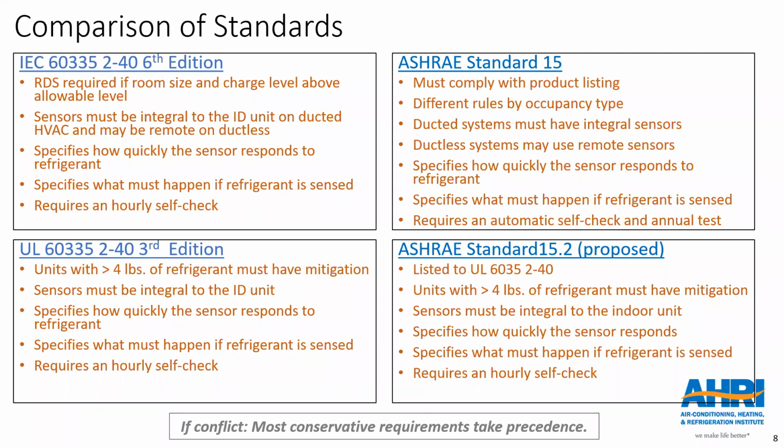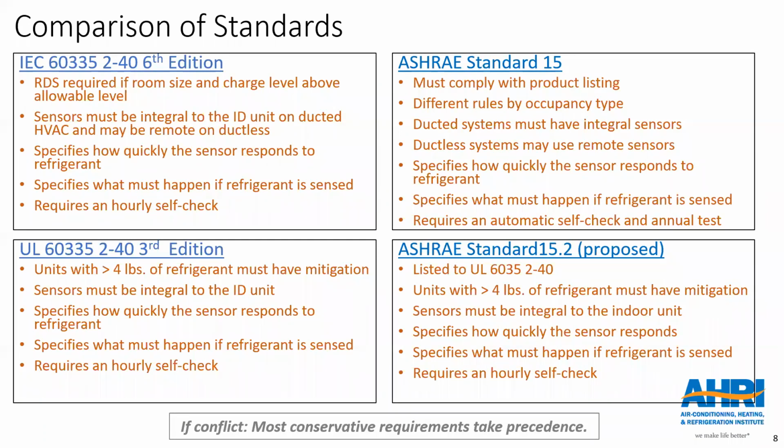Now this is a bit of a busy slide, but if you go over the 4 boxes, you can see that all 4 standards specify when an RDS is required, how quickly the RDS responds to a leak, what must happen when a leak is sensed, and require an hourly self-check of the RDS to make sure it's operating properly. Now there are some differences. UL and Standard 15.2 require most systems above 4 pounds of refrigerant to have an integral RDS. IEC and Standard 15 are less restrictive on the need for an RDS and allow remote sensors in some cases. And Standard 15 currently requires a yearly check on the calibration of the sensor.